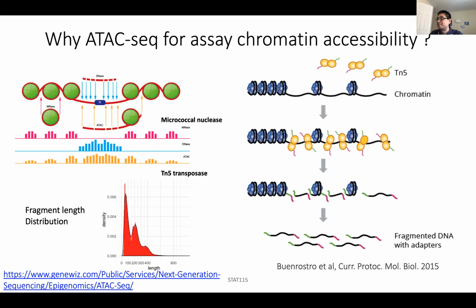In addition, it's really fast and easy and requires low starting material. In the early days, for example, ChIP-seq or other sequencing technologies required a lot of starting material. And for tumor samples or samples that are hard to get, it's not possible to do with other technologies. But with ATAC-seq, you can start with as few as, for example, 2,000 cells. That's why it's gaining popularity.